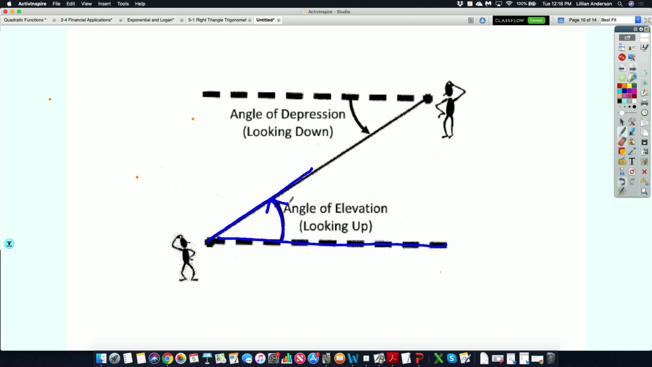Or better yet, let's say I'm looking at you, and then you don't answer my question. You don't say anything. I ask, are you guys done? And there's silence. Then I'm like, oh my Jesus, and I just put my head down. That angle I created when I was looking at you, oh Jesus, that is my angle of depression.